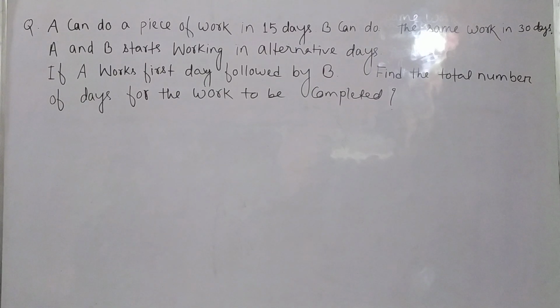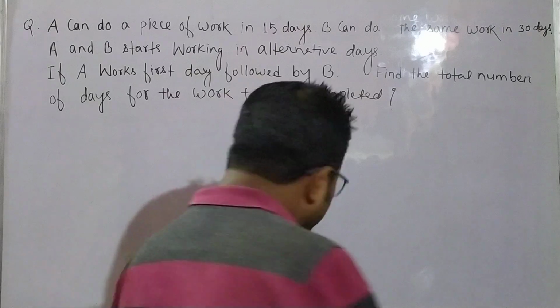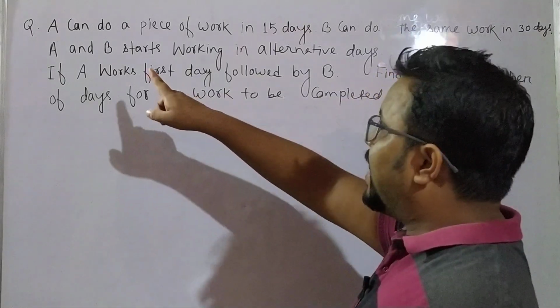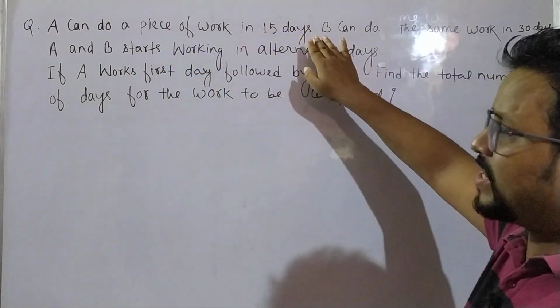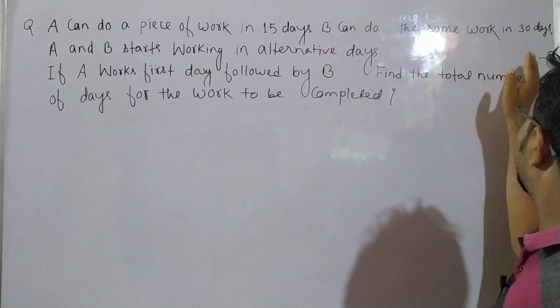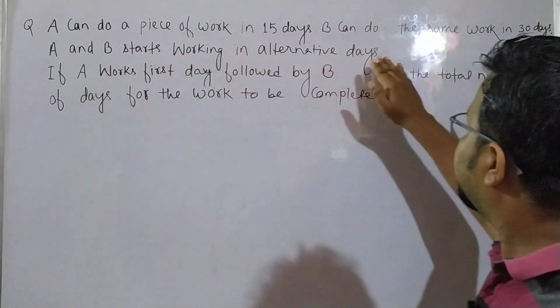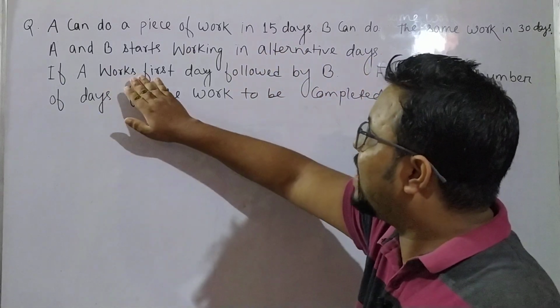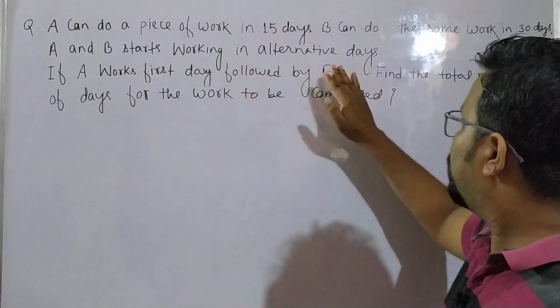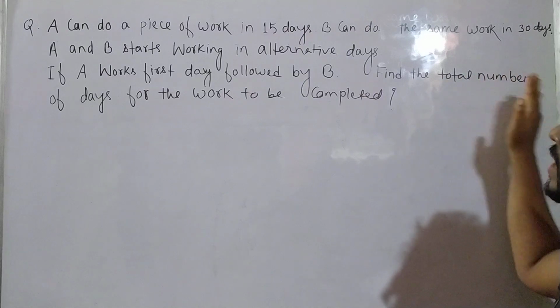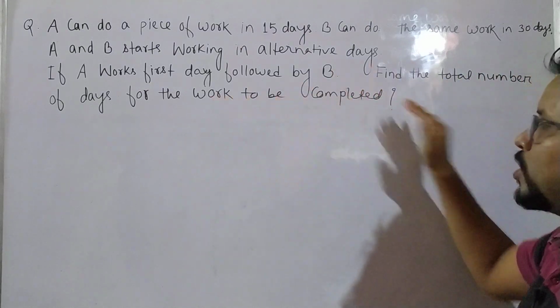So, next question. It's again a little bit different type. A can do a piece of work in 15 days. B can do the same work in 30 days. A and B start working on alternate days. If A works first day followed by B, find the total number of days for the work to be completed.